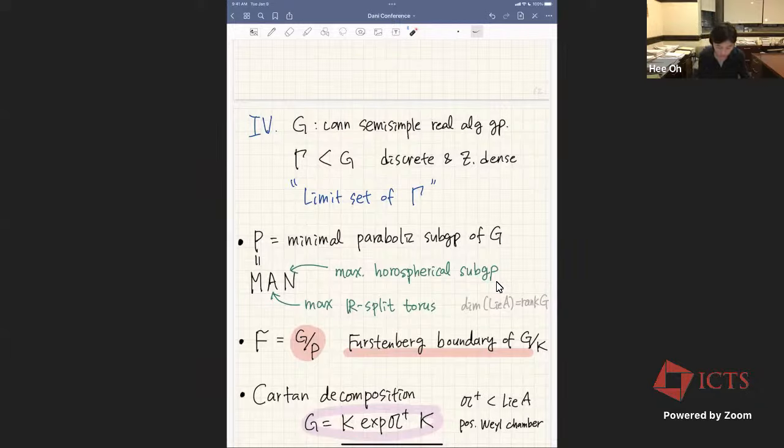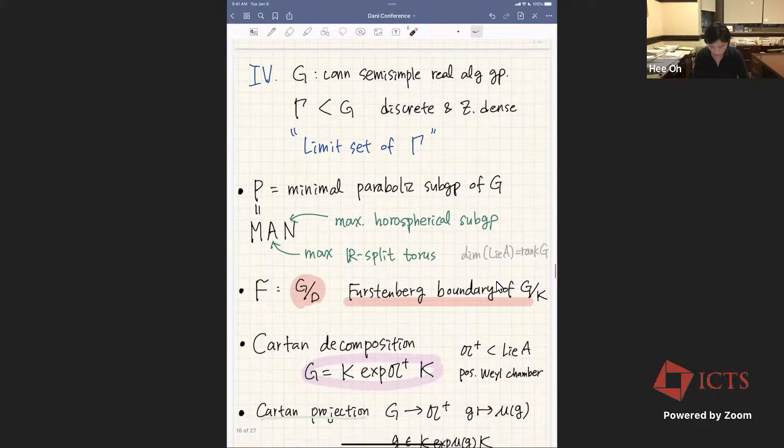In other words, this P has the so-called Langlands decomposition, M times A times N, where N is again my maximal horospherical subgroup, and A is a maximal real split torus, which of course normalizes N. And M is a compact group which centralizes A. Since A is the maximal real split torus, the dimension of the Lie algebra of A is exactly the rank of G. For a minimal parabolic subgroup, this quotient G mod P is called the Furstenberg boundary of the symmetric space G mod K. This F is called the Furstenberg boundary.